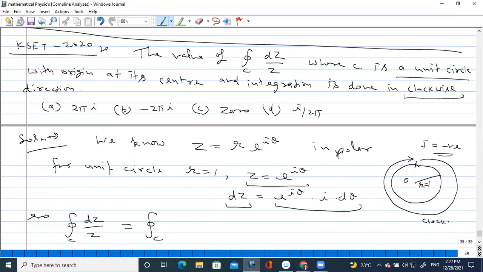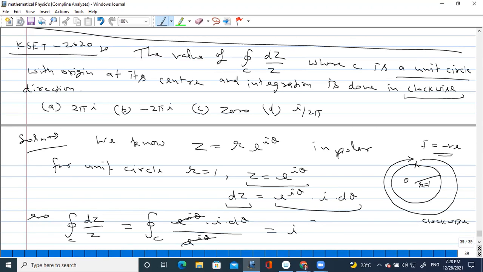Okay. So dz value is e to the power i theta into i into d theta divided by z. z means e to the power i theta. So this cancels with this. i will be taken common. And because I told you for clockwise direction you have to take negative sign, that we can tell afterwards also, no problem. Just we are integrating it.